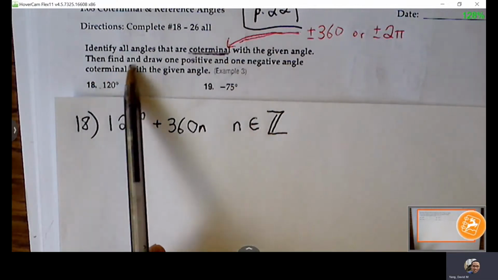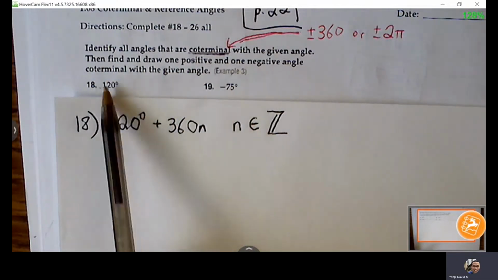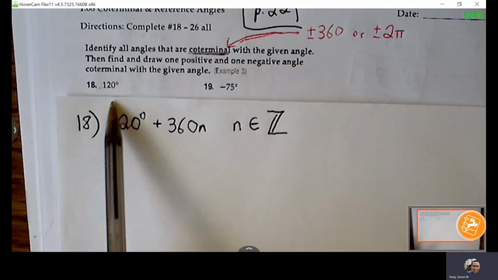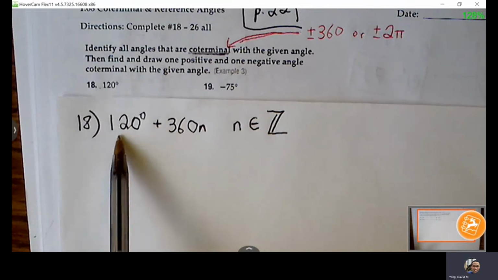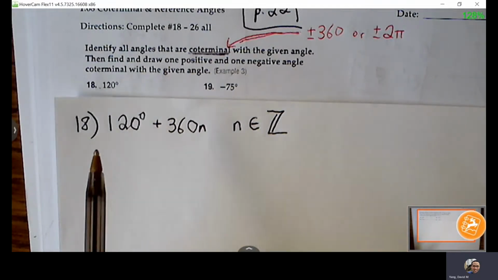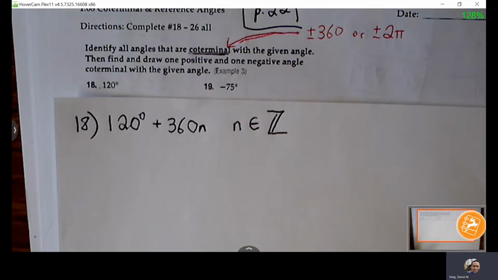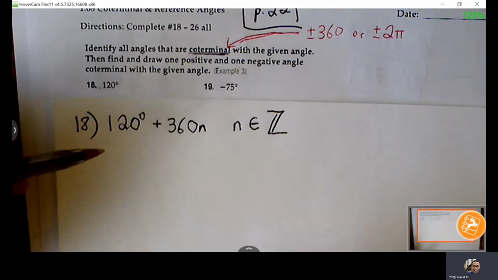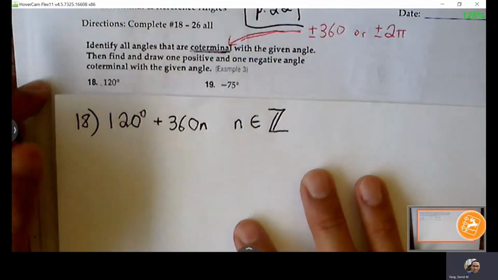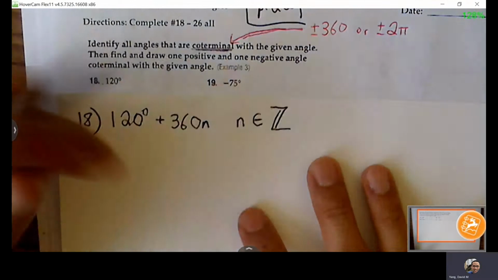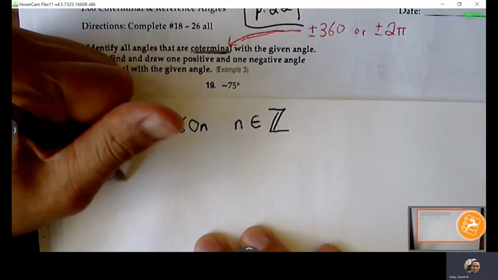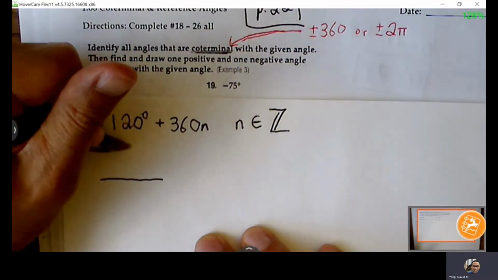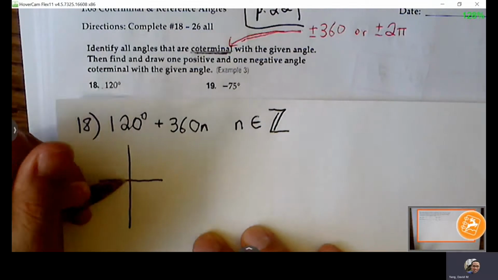Next up, it says find and draw one positive and one negative angle coterminal with the given angle. So this is an angle that we recognize. If we didn't recognize this angle, we would subtract or add 360 until we get it into a range that we can clearly visualize on the coordinate plane or on a graph. Okay, so 120 degrees, we know what that looks like. We know where that is. That angle measure is going to be in the second quadrant.